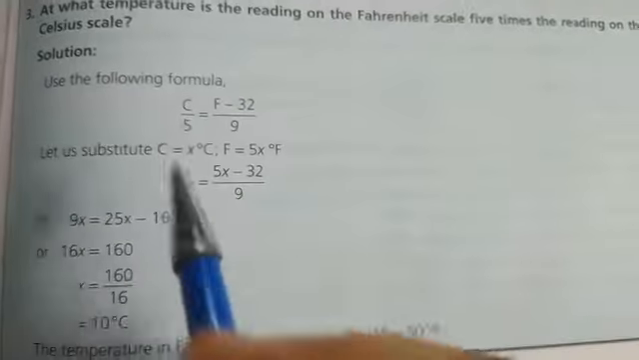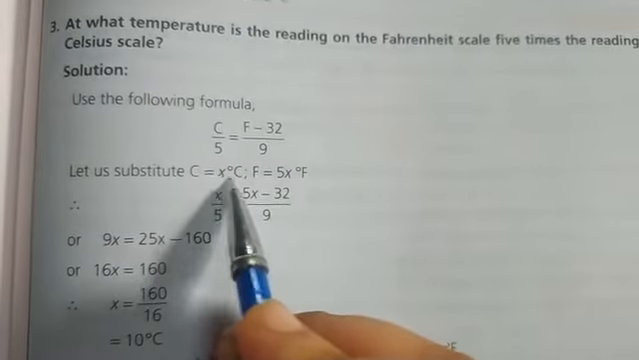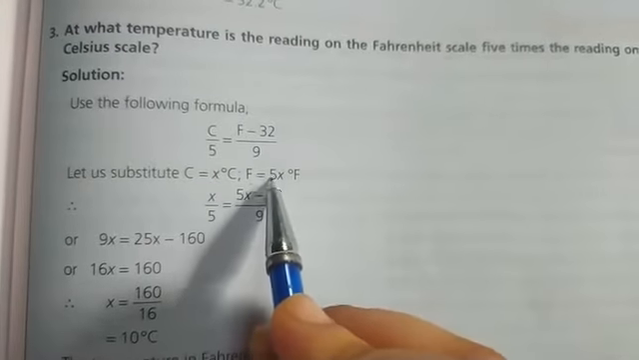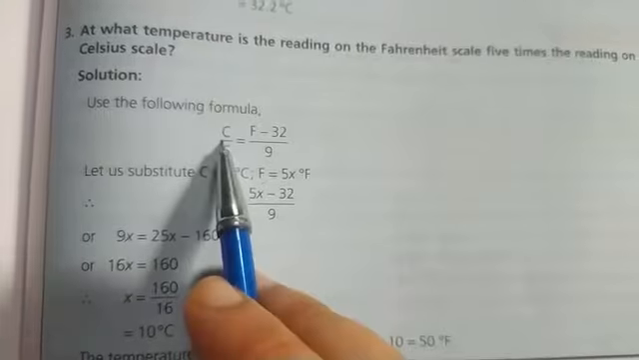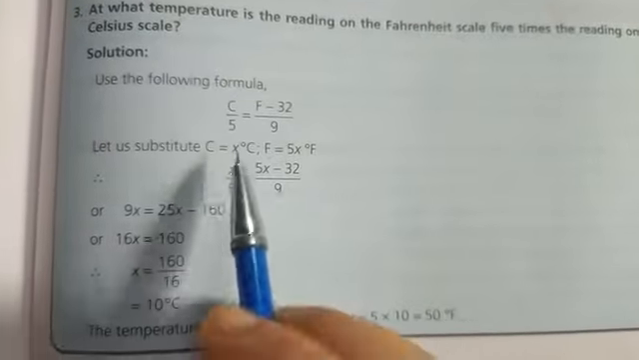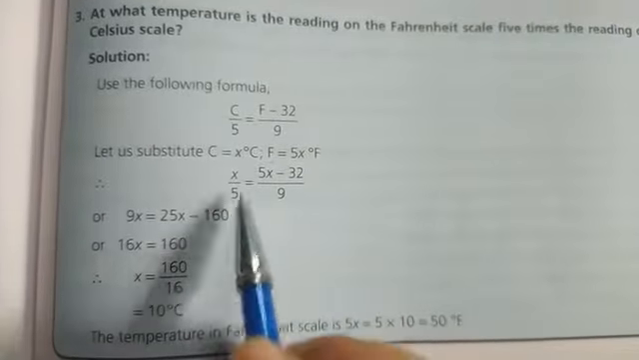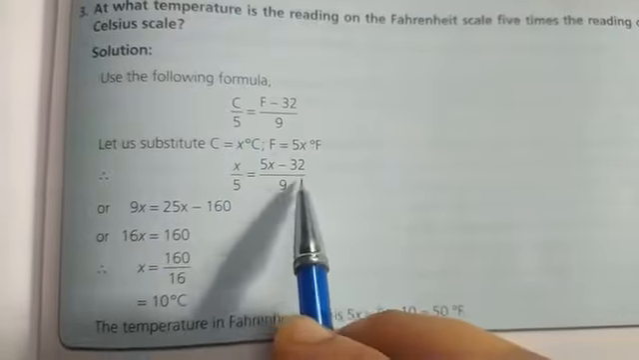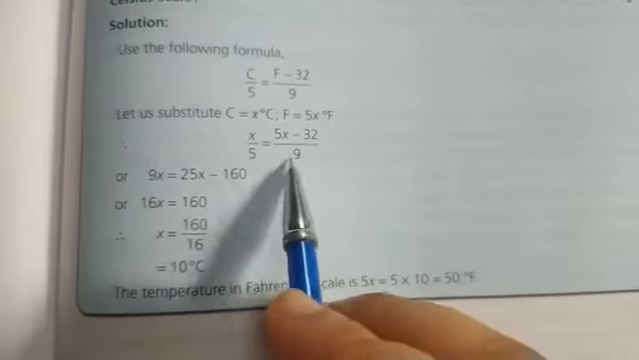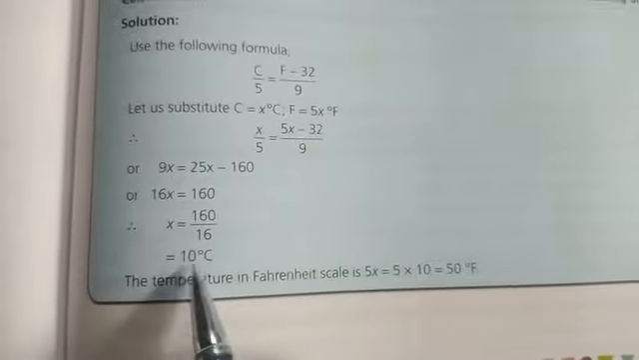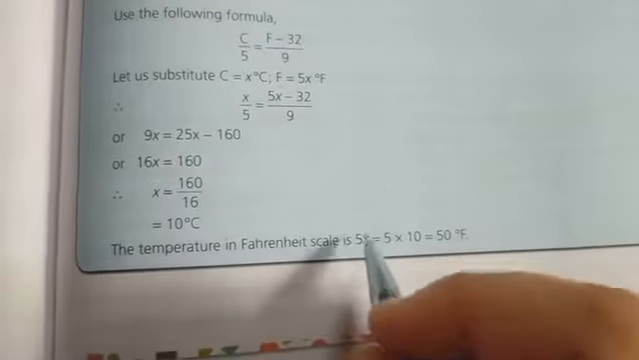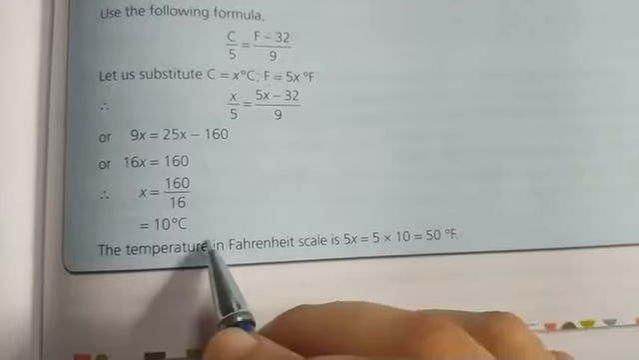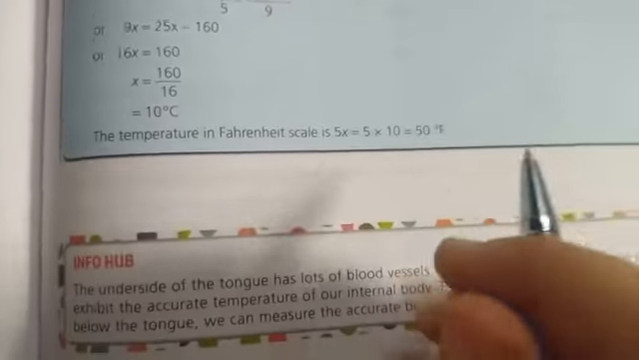So in degree Celsius we have assumed it x degree Celsius, and on Fahrenheit it will be 5x degree Fahrenheit. So we will put these values of degree Celsius and degree Fahrenheit in this, and it will be x over 5 equals 5x minus 32 over 9. After solving this equation we will get the value of that temperature, and the temperature on the Fahrenheit scale will be 5 times this temperature, so it will be equal to 50 degree Fahrenheit.